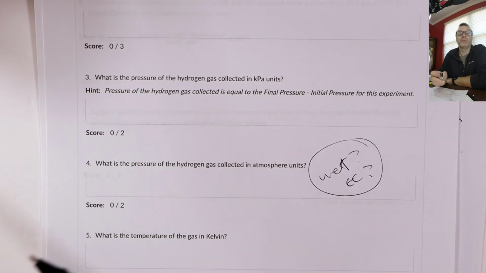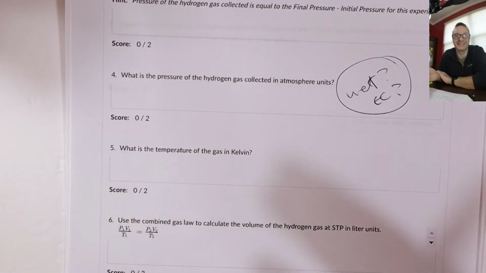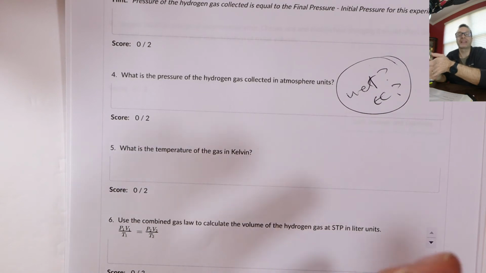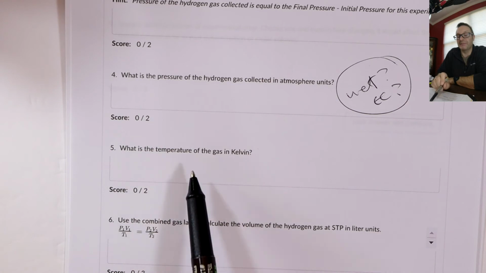Atmospheres, remember, 101.3 kPa is 1 atmosphere. What's the temperature of the gas? Well, if you know the room temperature, that's the temperature of the gas, right? So it's not at standard conditions. If you record the pressure and the temperature of the gas in a lab, it's probably going to be different than 0 degrees C, 273 Kelvin, and 1 atmosphere. Perhaps, right? So make sure you get the temperature of the gas.